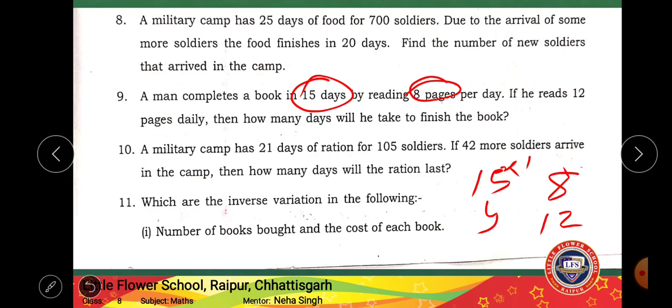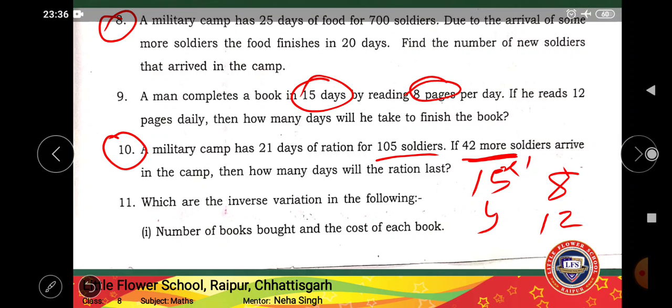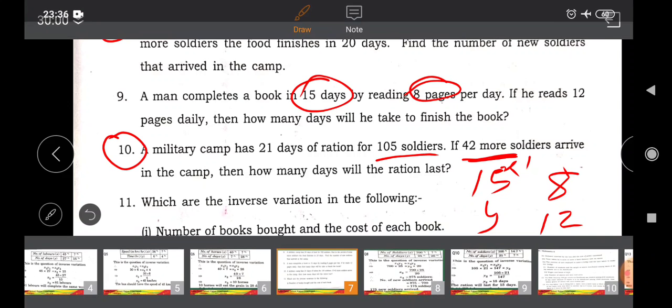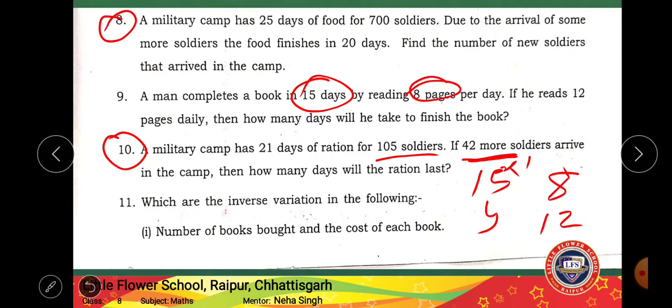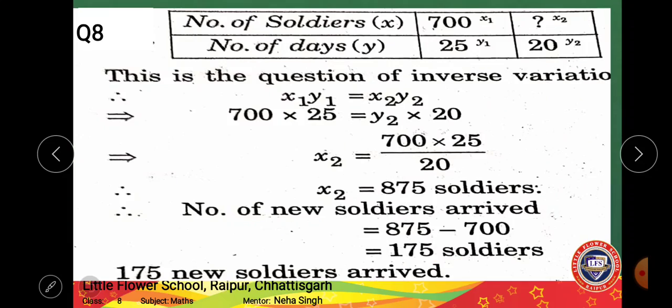A military camp has 21 days of ration for 105 soldiers. 42 more soldiers have arrived. See, both the questions are the same, right? There also, after the arrival of new soldiers, the food was lasting for a smaller number of days. Here the number of extra soldiers is given. How many soldiers are more added? 42. So what is the new number of soldiers now?